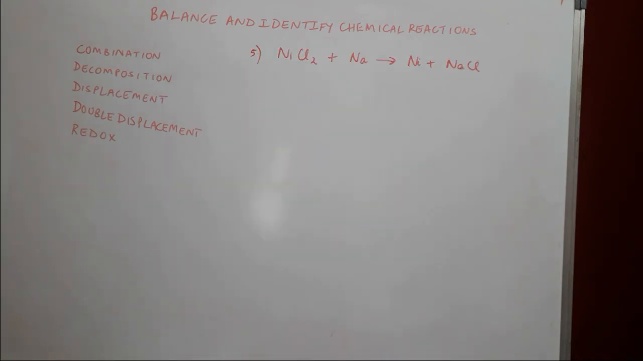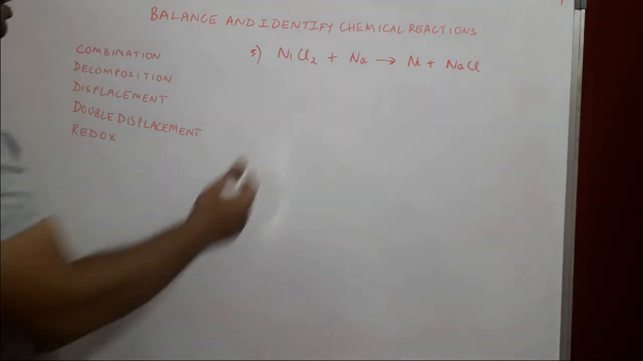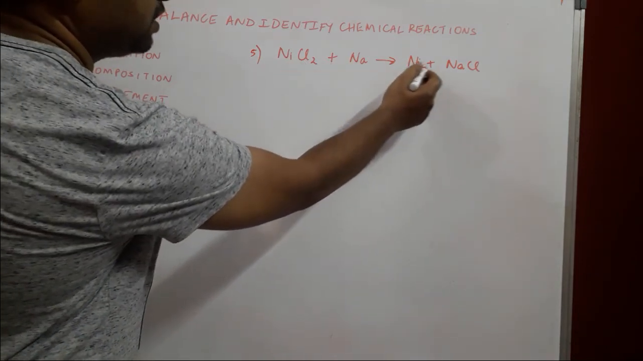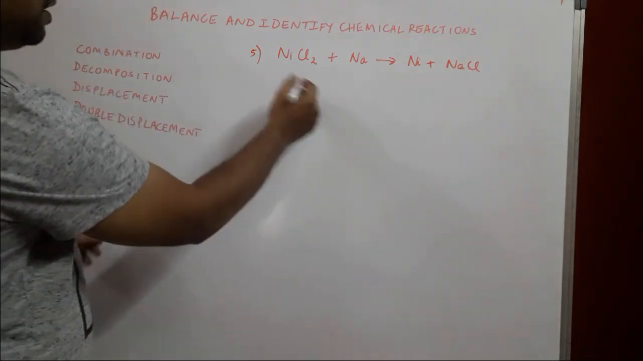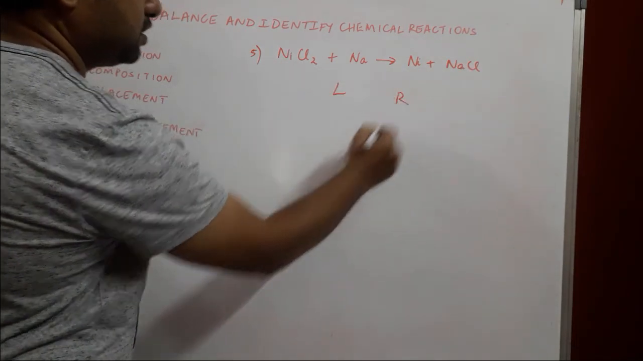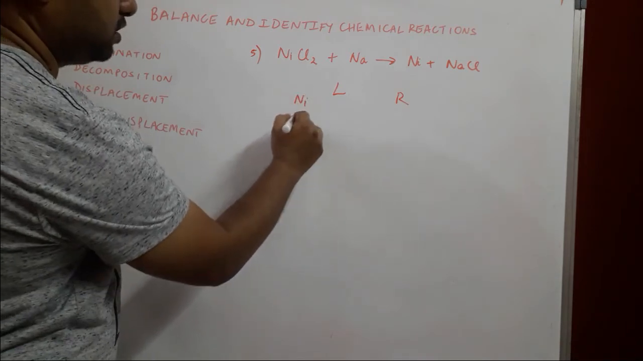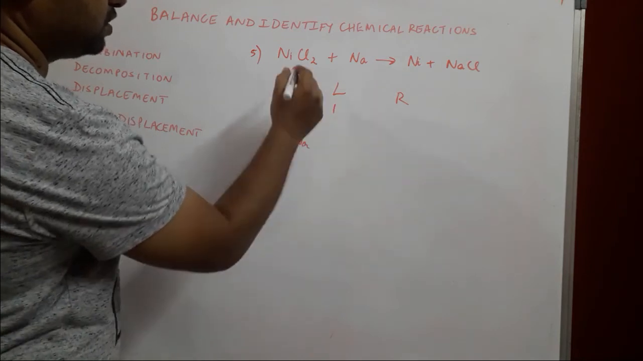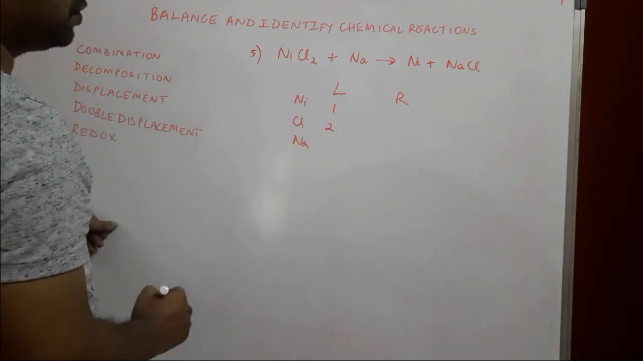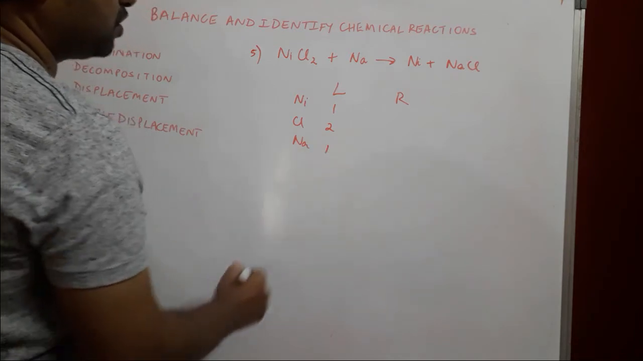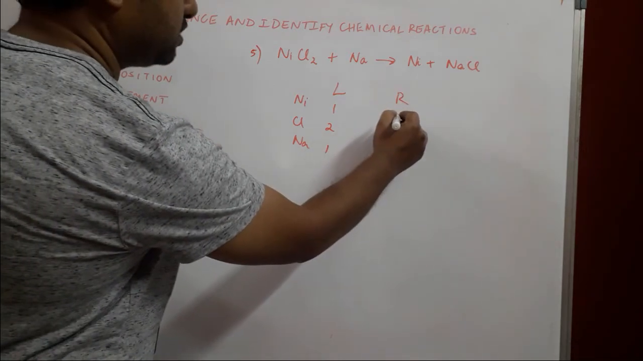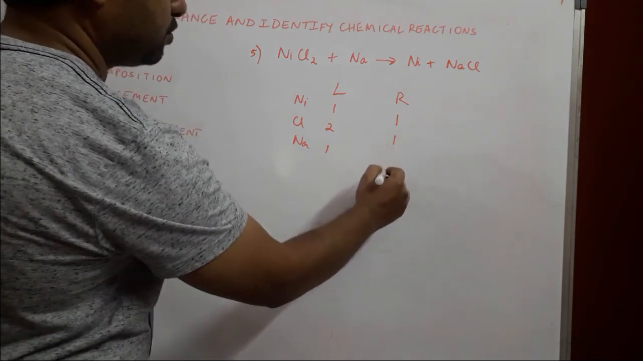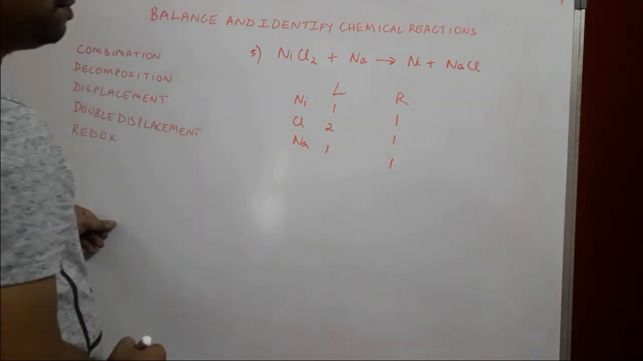For example, the next problem is nickel chloride reacts with sodium to give you nickel plus sodium chloride. Let's balance this out first, left and right side, and we'll put down nickel, then we have chlorine, and we have sodium. So there's one atom of nickel on the reactant side, two atoms of chlorine on the reactant side, one atom of sodium on the reactant side, then one atom of nickel on the product side, one atom of chlorine on the product side, and one atom of sodium on the product side.